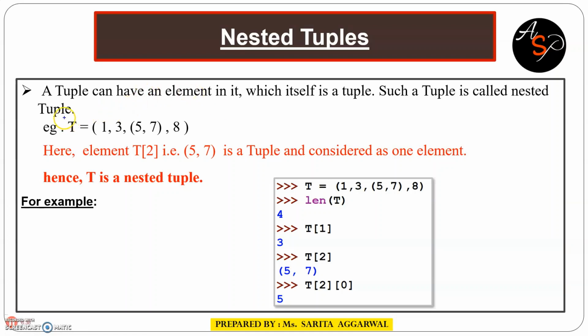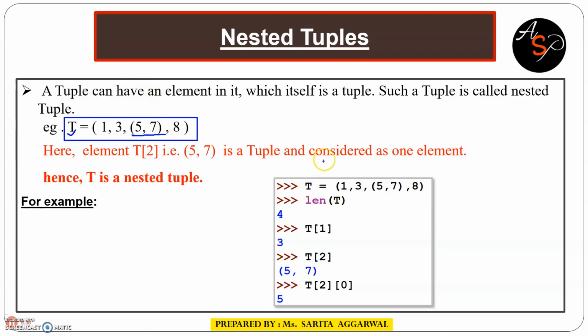You can see here, what is t? T is a variable and we are assigning this tuple to t. But this time we are putting an element as a tuple. What are we doing? How are we taking an element inside this tuple? As a tuple. Look, 1, 3 and 8 are of integer types, but 5 and 7, what is this? It is a complete tuple. Now what kind of tuple will t be? Now a nested tuple. Now t becomes a nested tuple because t consists of an element which is itself a tuple.